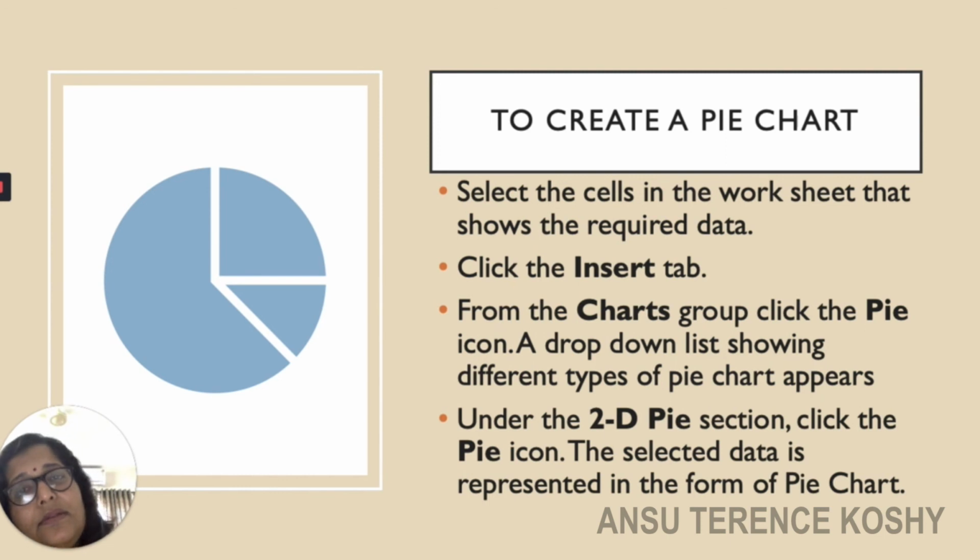Then in that, there are 2 options, 2D or 3D. You have to look for the 2D pie section and click the pie icon that you need. The selected data will be represented in the form of a pie chart.